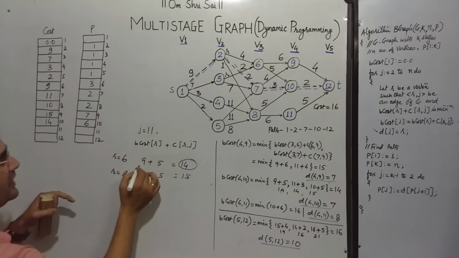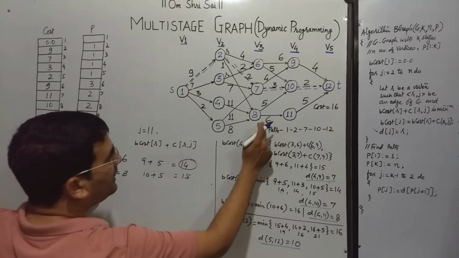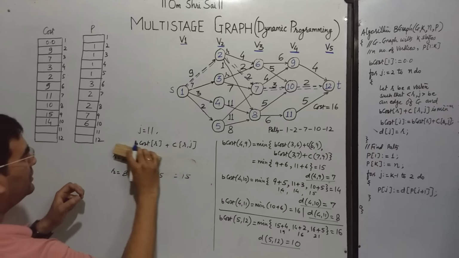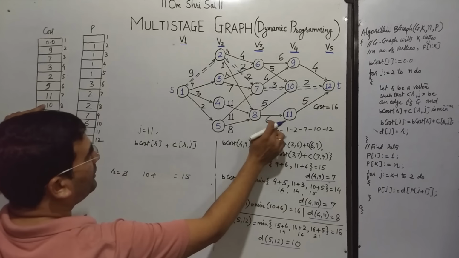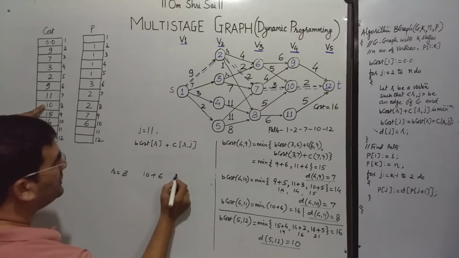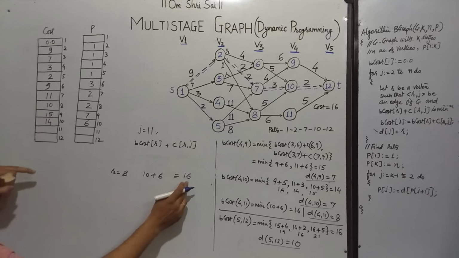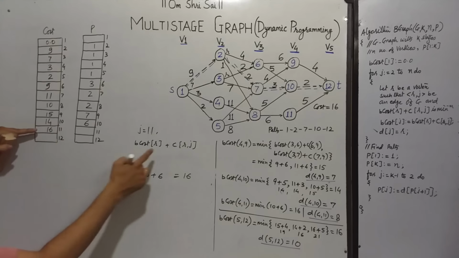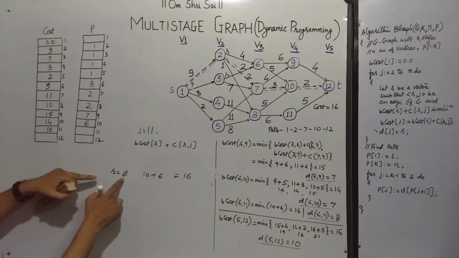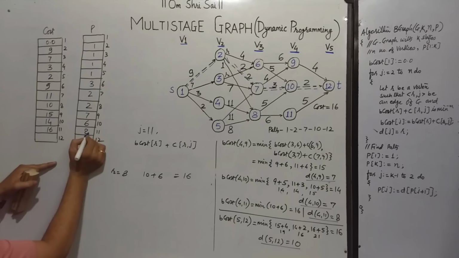When j is equal to 11, for 11, r can be only one, that is 8. What is the cost of 8? That is 10 plus 8 to 11. The cost is 6 and this will be 16, and this is the minimum one. So we will take this and assign it to the 11th index because j is 11, and this is due to r is equal to 8. So we will assign 8 over here.